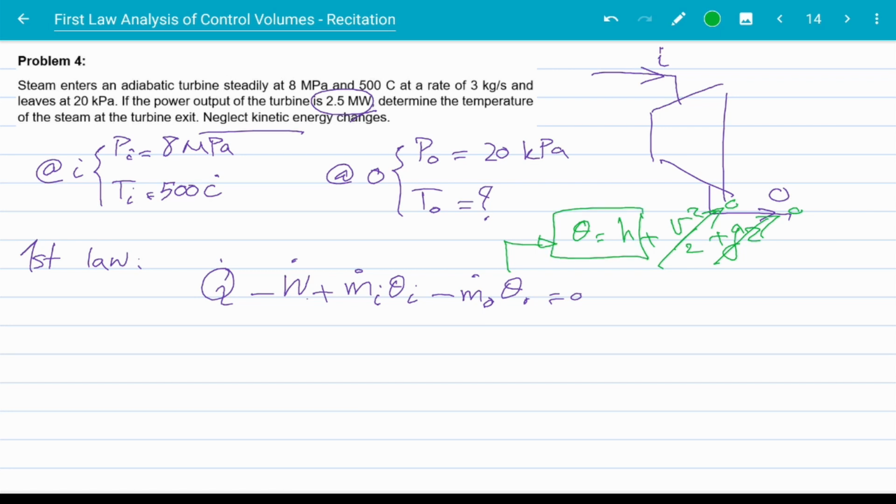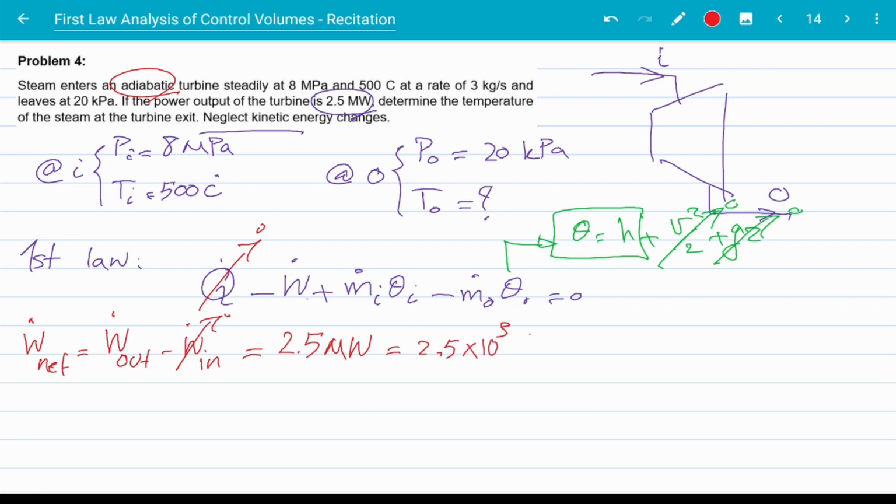The problem specifically says that the turbine is adiabatic. So Q goes out. We are left with the power output. Now, power output means that our control volume is actually doing work. You need to remember that in this equation, W dot net is actually W dot out minus W dot in. Now, there is no work done on the system, so this guy is 0. And we have the W dot out, which is 2.5 megawatts, or 2.5 times 10 to the 3 kilowatts.